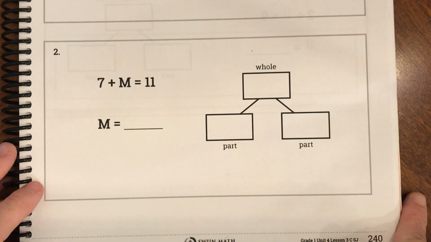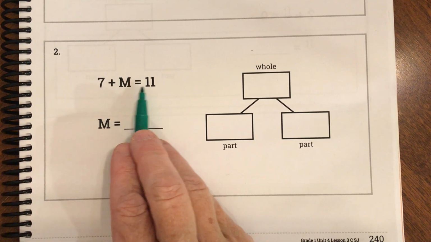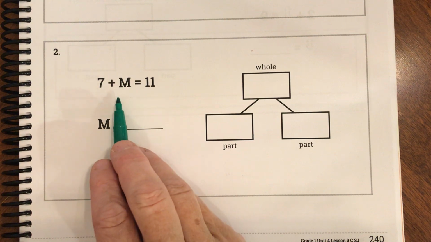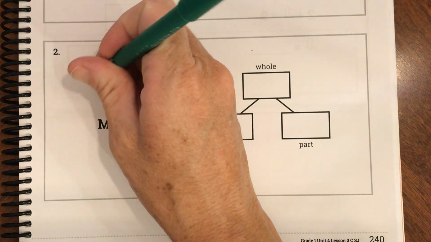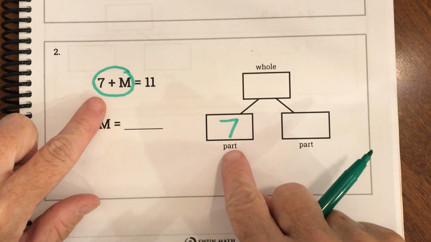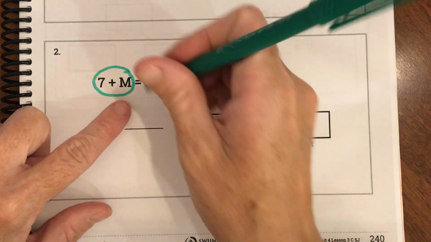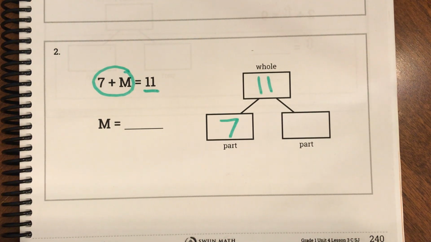Okay, let's do one more of these together. Here's our next one. And it says 7 plus m equals 11. So m is our unknown. So they're using a letter again. So we don't know what that addend is. Okay, so here's our two addends. And we know our first addend, our first part is 7. Our second one we don't know. But we know our sum is 11. Our sum is 11.